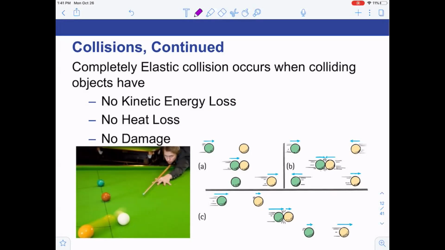So when there's no loss of your energy of motion, there's no heat loss, and there's no damage. Now, we live in a very friction-full world, so it's hard to have a completely elastic collision, but you could say something is mostly elastic, right? Playing pool is a good example of a mostly elastic collision.